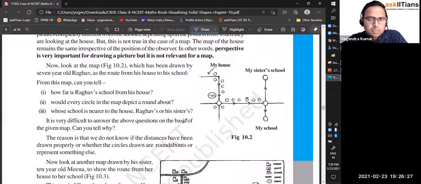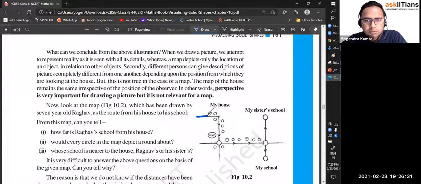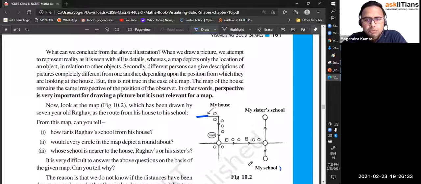Now what is the other thing that could be there? Suppose your house is there, and you go to school, right? This is your school. So you're going to the school, you take a right turn, then you go on a square, then you take a right turn, then you take a left turn, and then one more right turn, and then you reach your school.